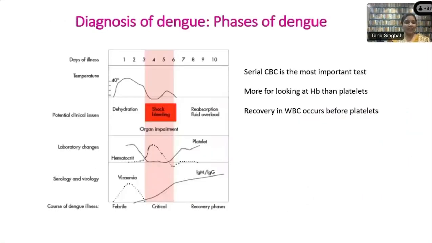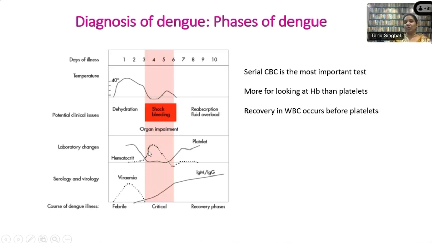Now, moving on to dengue, which is one of the most common causes of short duration fever, you will see. It is important to know the various phases of dengue. So you see that dengue is usually an illness in which the fever lasts for 5 to 7 days, and it slowly comes down by day 5 or day 6. And this is the time when most of the patients go into complications. Of course, the risk of complications in dengue is only about 1%.